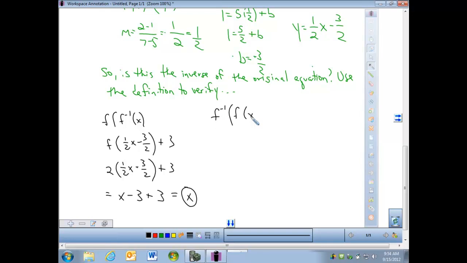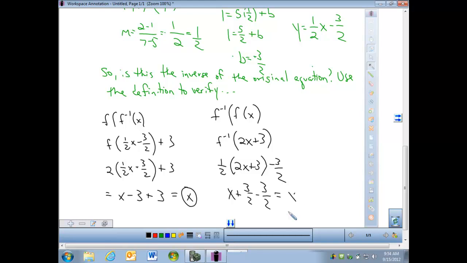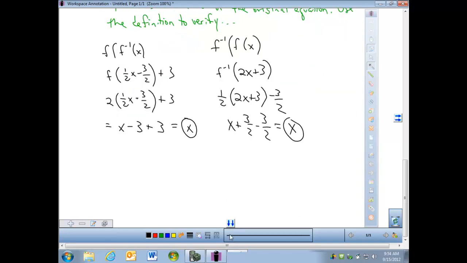So far, so good. Now I'm going to check it out the opposite direction. I'm going to take my original function and plug that into my inverse function. So anywhere I see x in my inverse function, 2x plus 3 is going to go in its place. Distribute that out. Half of 2x is x. Half of 3 is a positive 3/2. Minus 3/2. Those are going to cancel out. And my answer is again x.